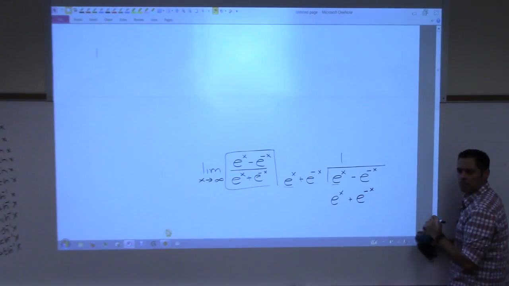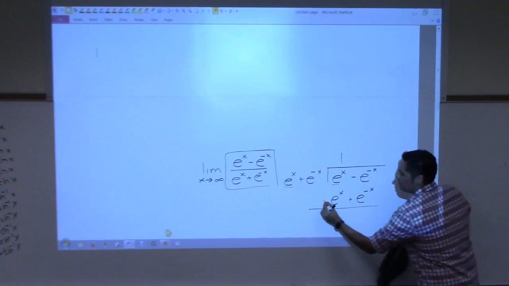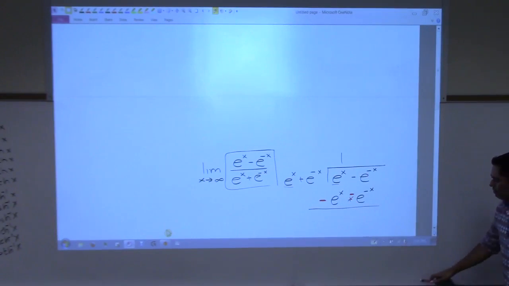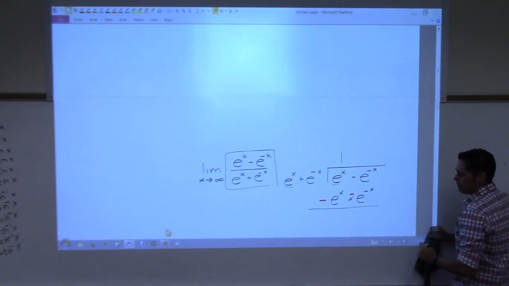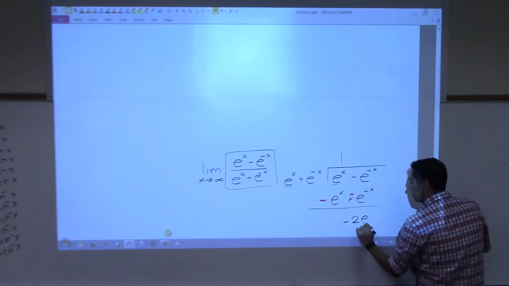Y'all agree? And I come through and I subtract, which means I'm going to change the signs. So when I subtract, this becomes minus, right? And add down, and these two go away. And what am I left with? Negative 2 e to the negative x.